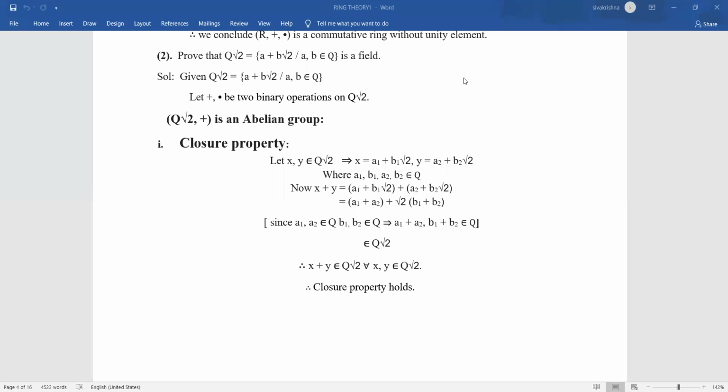So today I am going to discuss an example on field. Before going to discuss the example, once again I am going to remind you of the definition of field. In order to define a field, first of all it should be a ring itself, and after that it should satisfy three more conditions.